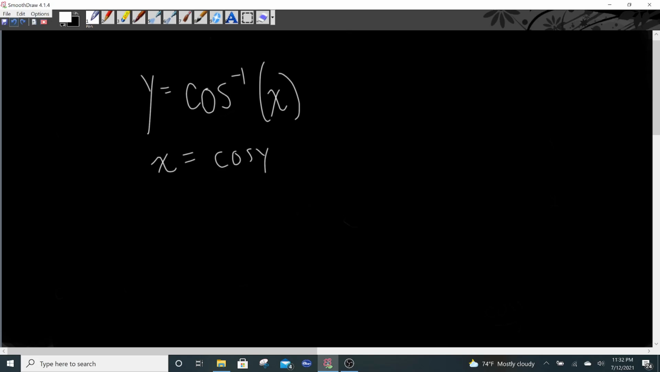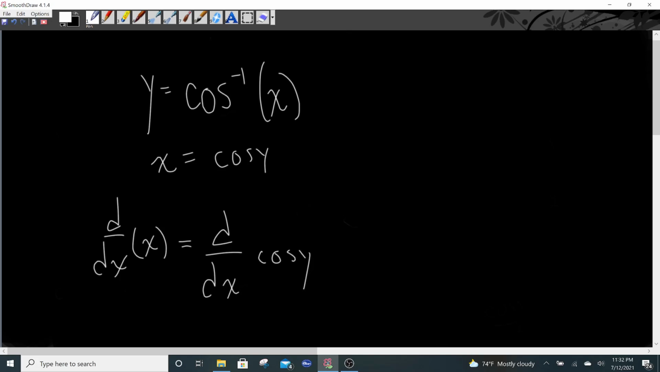And we're in a similar situation. We're going to do the derivative with respect to x of both sides because we're trying to find the derivative of y. So yes, we're going to find the derivative with respect to x of both sides. So d dx cosine y and d dx x, which I hope by now we can just kind of intuitively say is 1. So 1 is equal to, again, we use chain rule.